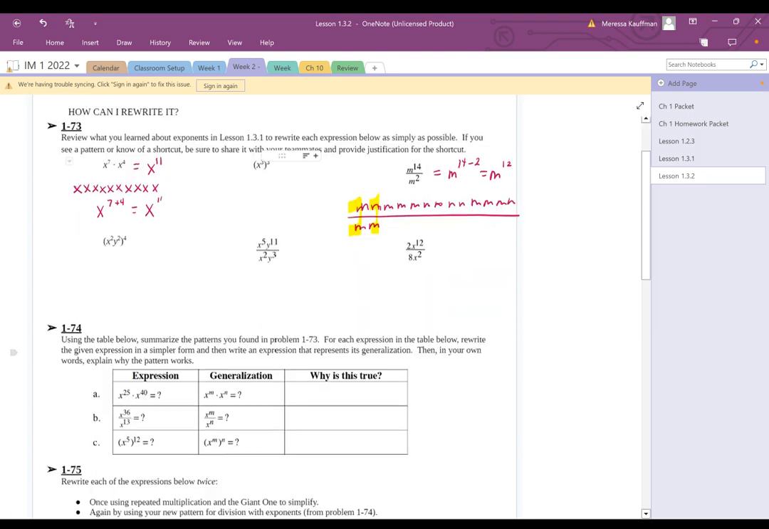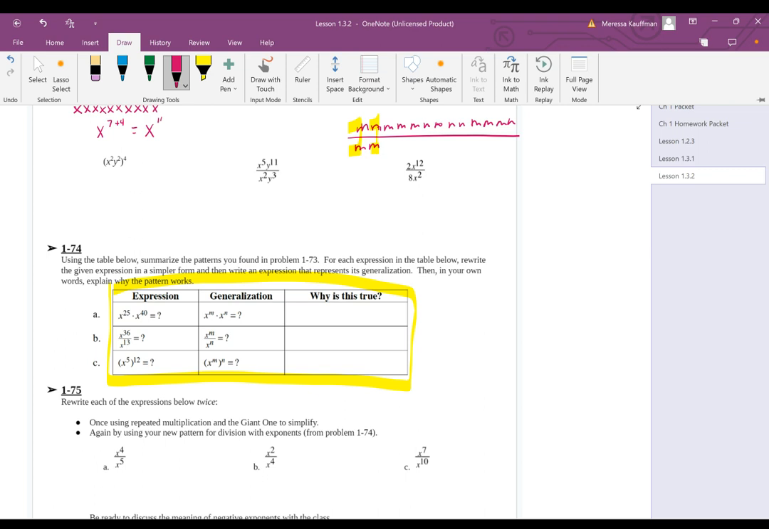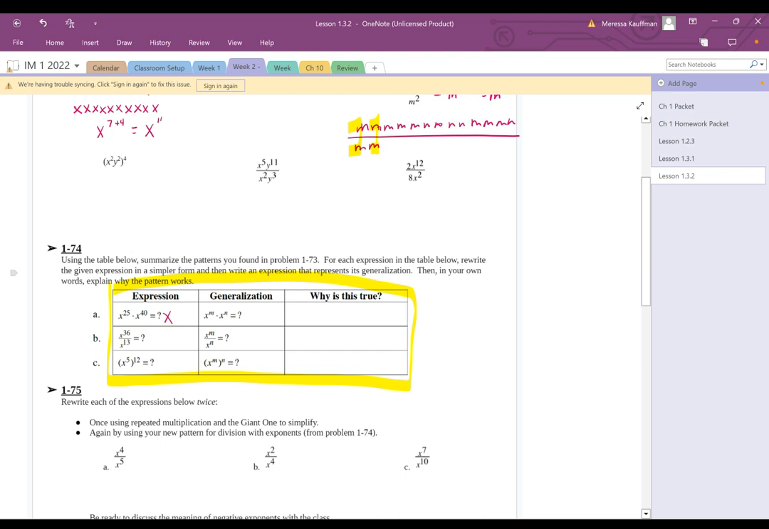With that information, you're going to create this table. Make sure that you draw this table on your paper and answer the questions. See the question mark right here. What is x to the 25th times x to the 40th? Well, remember, if they're multiplied together, I can just add my exponents. So 25 plus 40 is going to give me 65. A way to generalize that is to say x to the m plus n. That m plus n is just a generalization for the two exponents I want to add together.